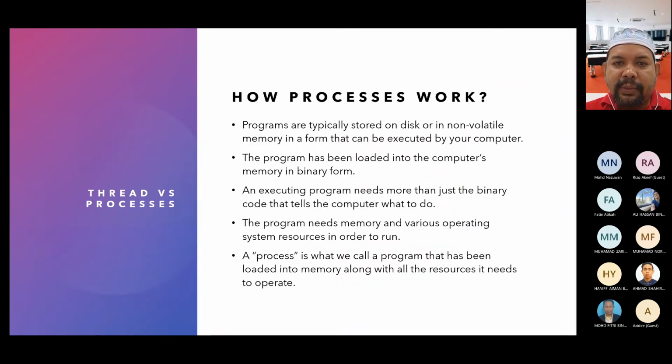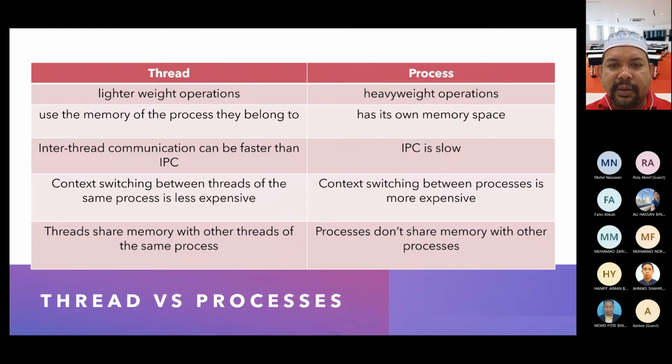Programs are typically stored on disk or in non-volatile memory in a form that can be executed by your computer. When the program has been loaded into the computer's memory in binary form, executing it needs more than just the binary code that tells the computer what to do. The program needs memory and various operating system resources in order to run. A process is what we call a program that has been loaded into memory along with all the resources it needs to operate.